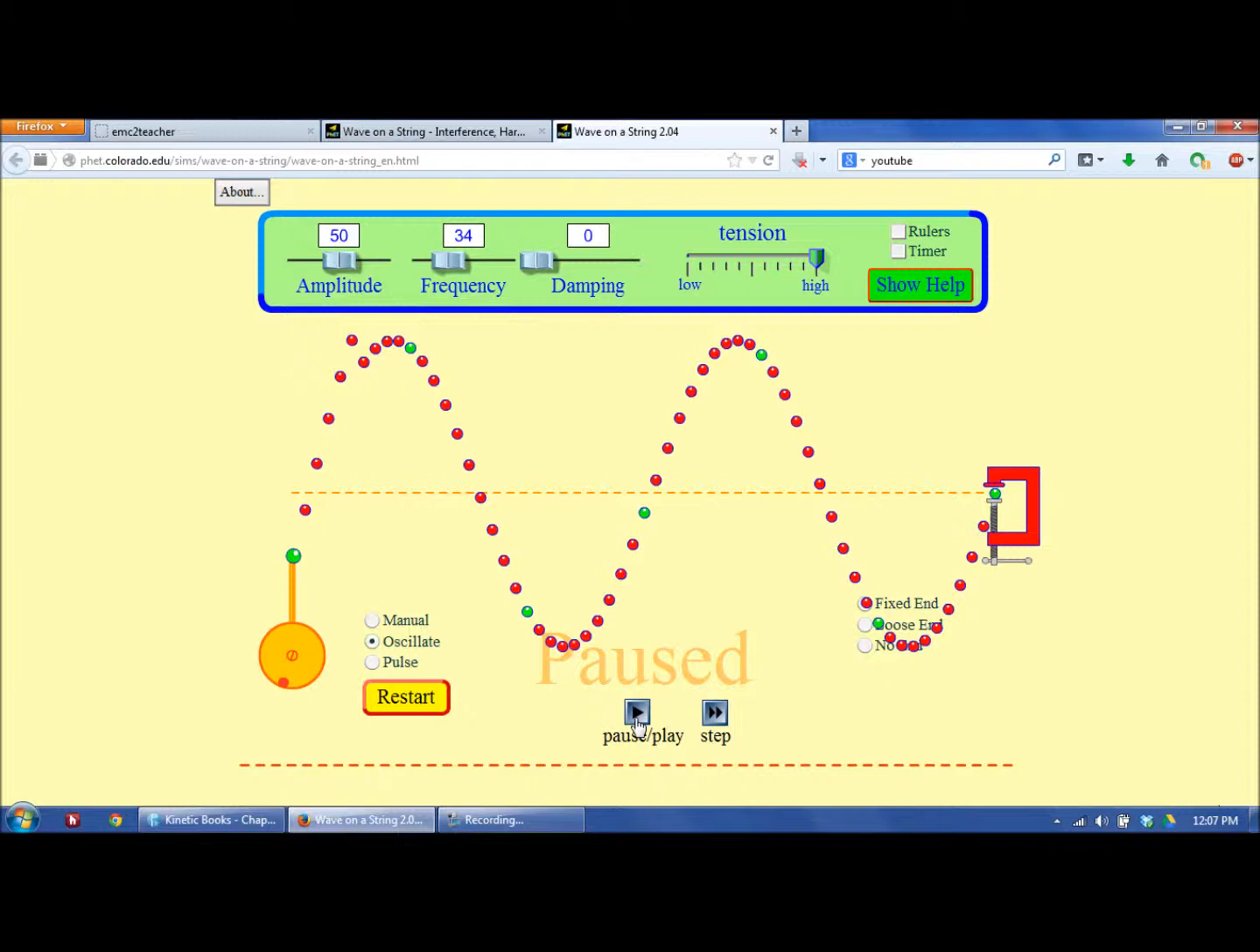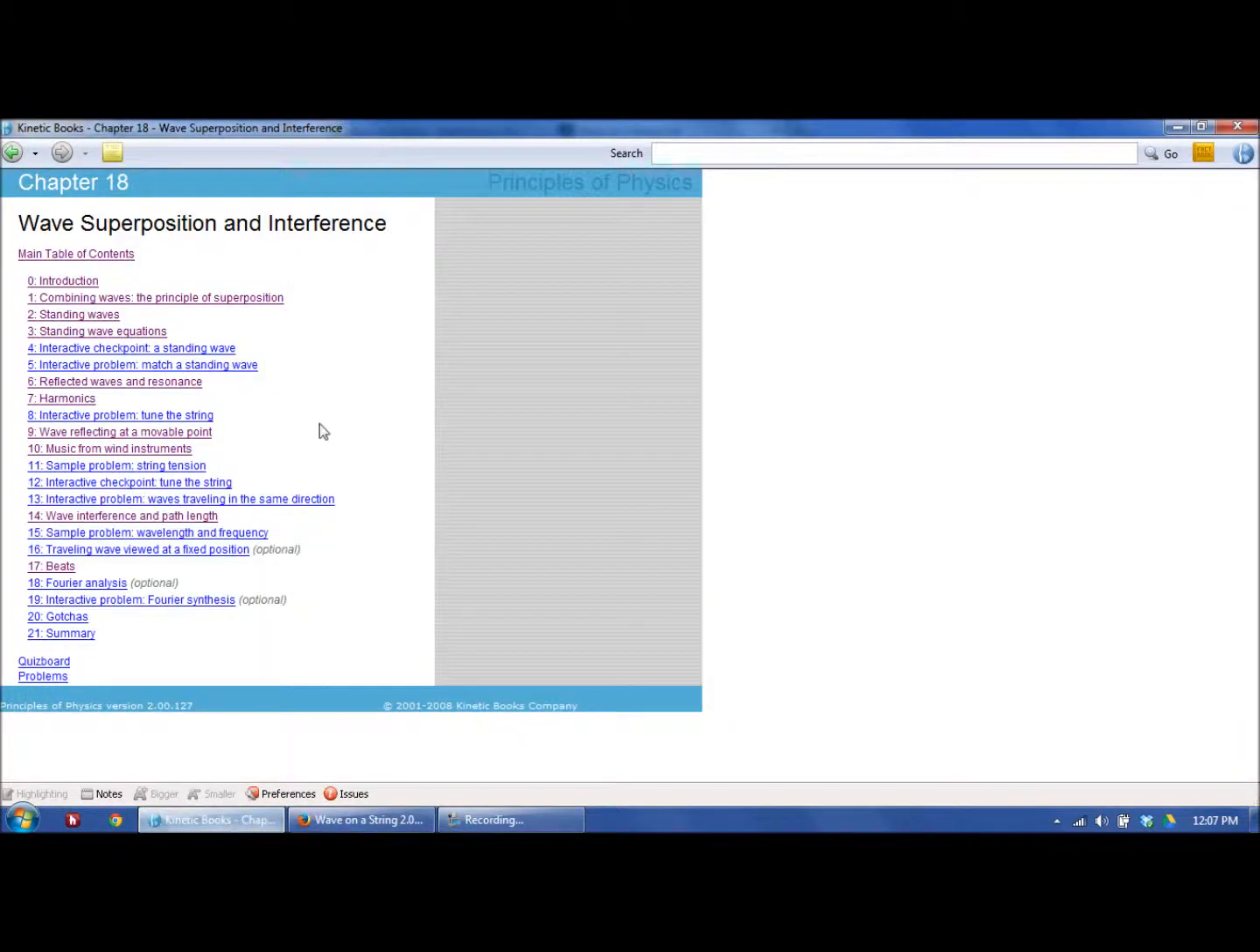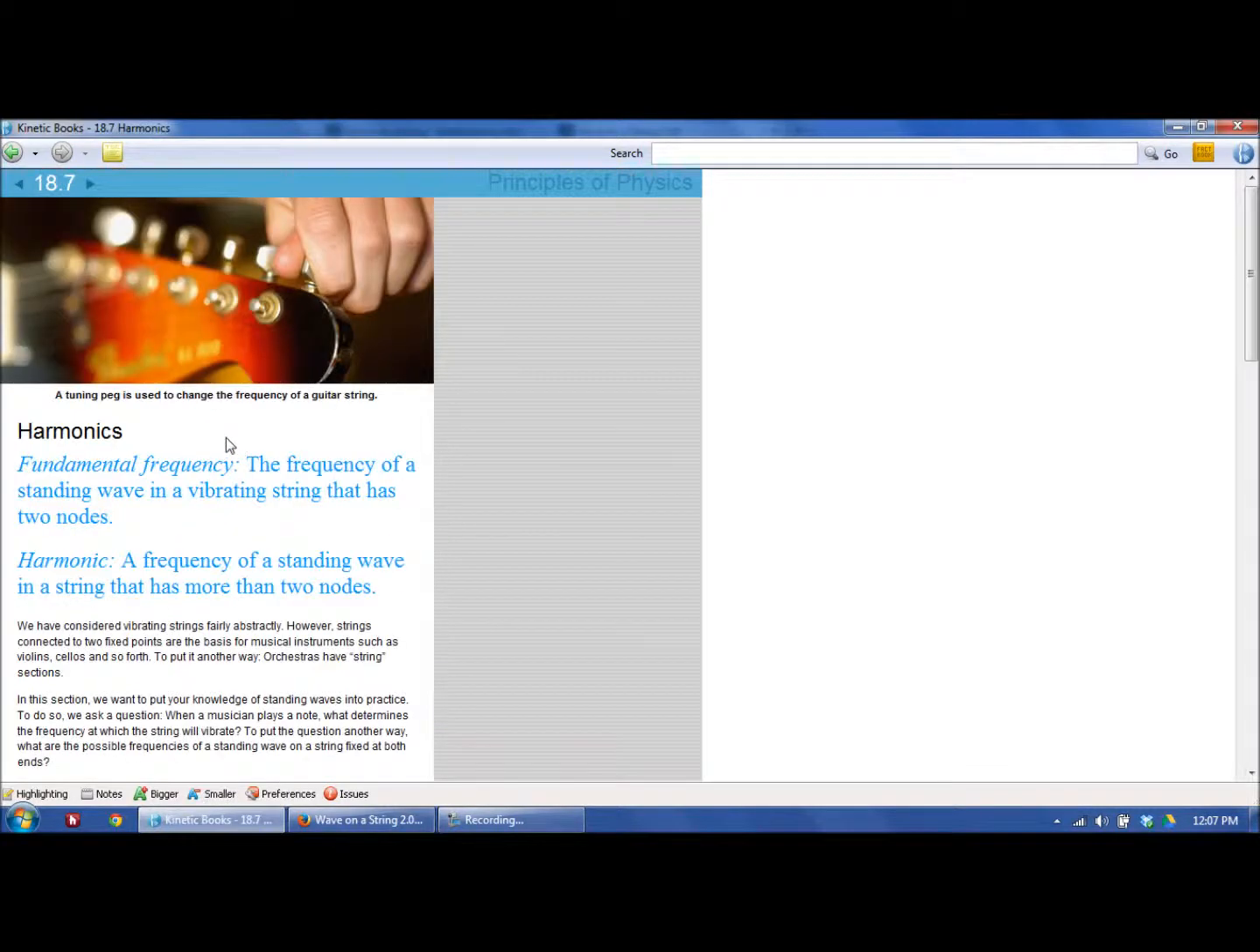Now, one of the other neat things about standing waves is this is how we get stringed instruments to make music. Their strings vibrate with a standing wave, and that's talked about here in part 7 about harmonics.